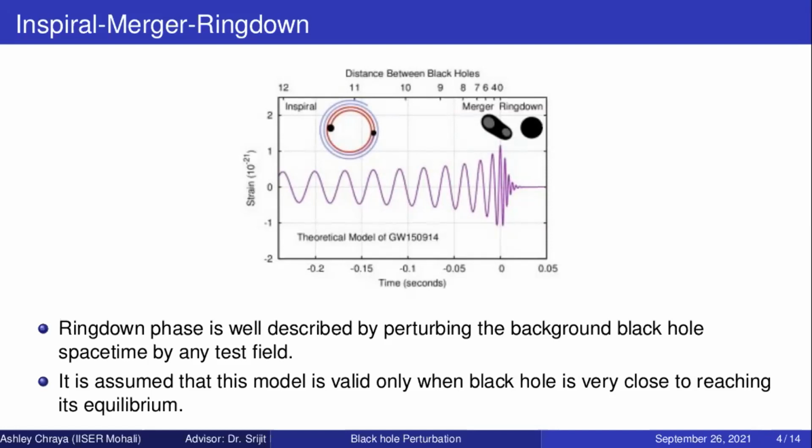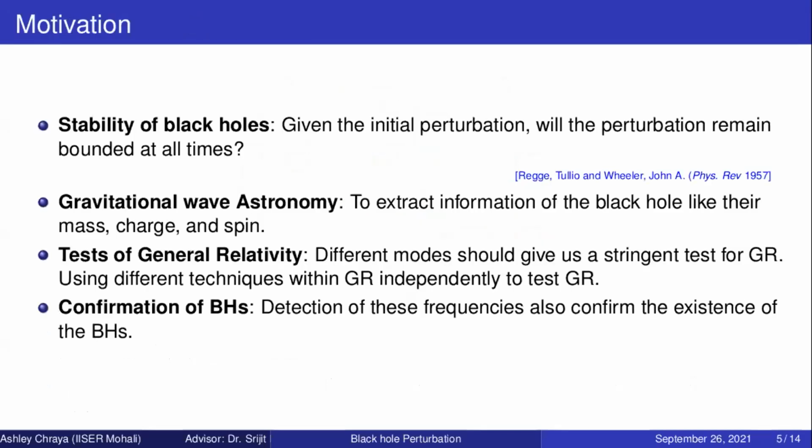With any test field, I mean that we can perturb it with a scalar field or electromagnetic field or gravitational field. It is assumed that this model is valid only when the black hole is very close to reaching its equilibrium. But the problem is that we don't know at what point the linear perturbations will start to occur. This point I will talk about later. So this is just a preview.